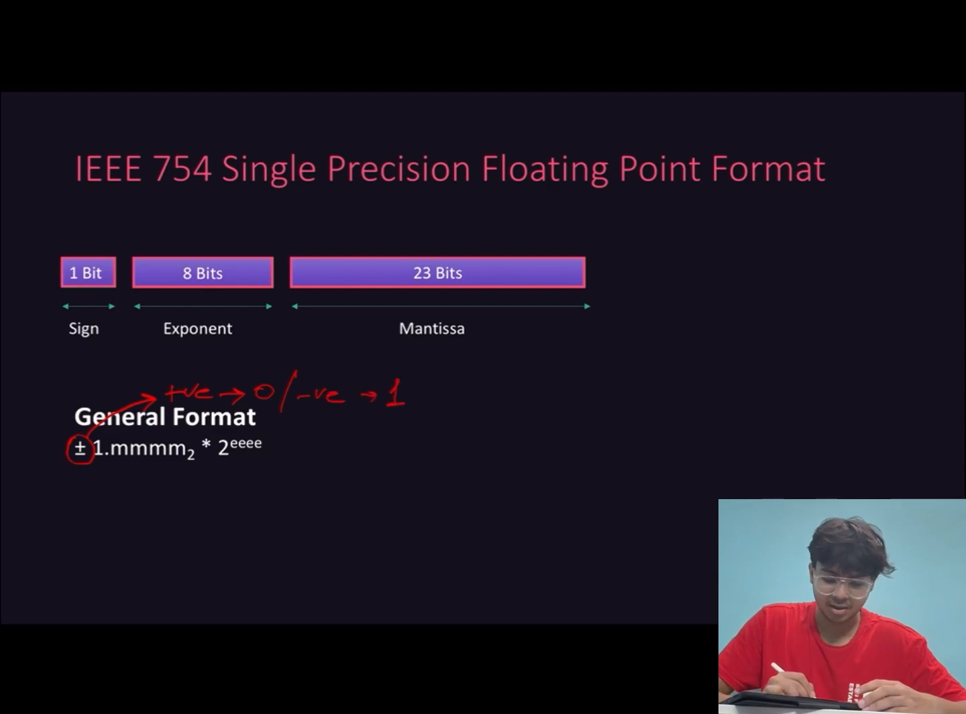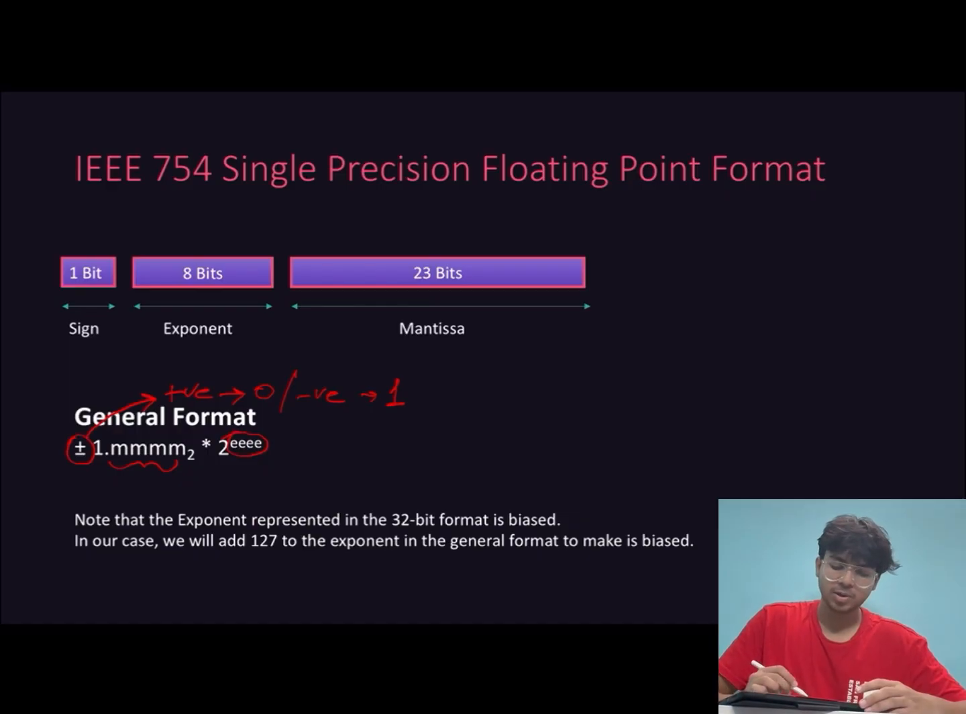This M here will represent the mantissa, and this exponent here will represent the 8-bit exponent in the above format. Now we have to keep in mind that the exponent that we represent in the 8 bits is biased. So whatever we get in this form, we will add 127 to it for the actual representation where the 32 bits are present.